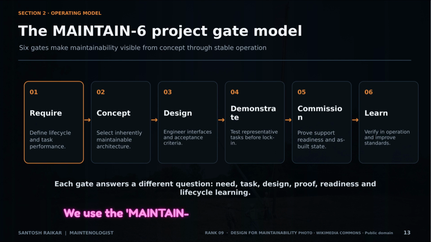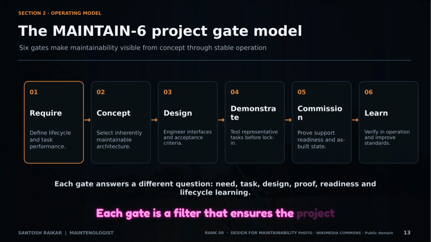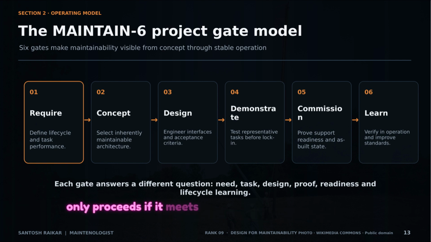We use the Maintain 6-gate model to make this visible. It moves from defining requirements and selecting architecture to engineering interfaces, demonstrating tasks, commissioning for readiness, and finally, learning from operation. Each gate is a filter that ensures the project only proceeds if it meets the necessary maintainability criteria.